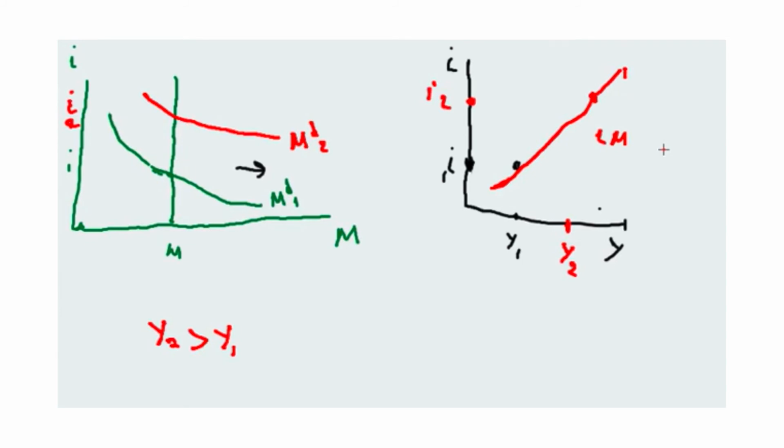So if they want to expand or increase the money supply, they enter the bond market as buyers. Basically, they buy bonds and they pay with money. So that's increasing the money supply, and that will shift the LM curve to the right. Okay.